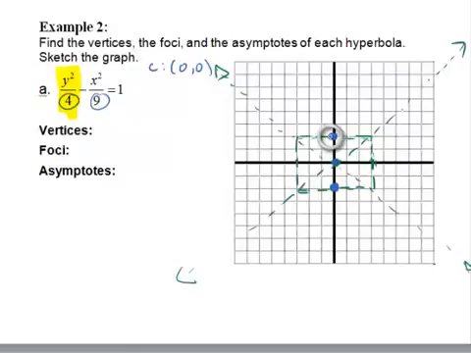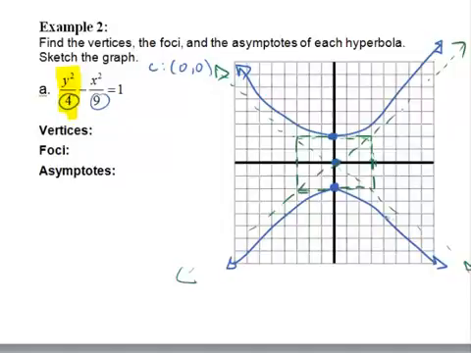Start at the vertices and just curve up, just kind of gently, and make it fit inside your asymptotes. Those asymptotes are going to tell you how narrow or how fat the arms of your hyperbola get to be. Now we have to label some things over here. So vertices, we're at 0, 2, and 0, negative 2.